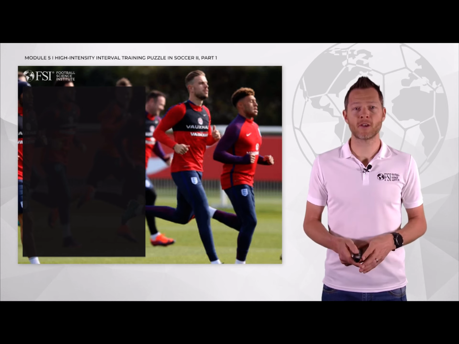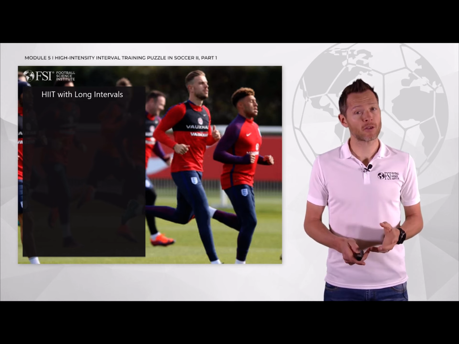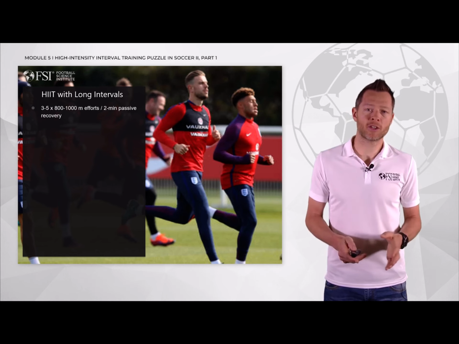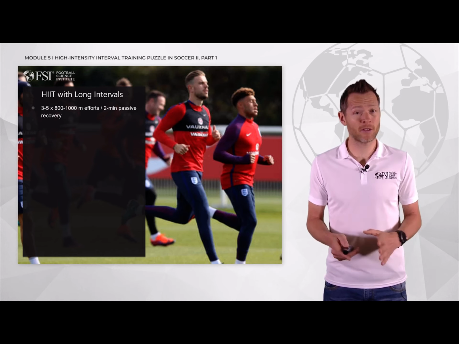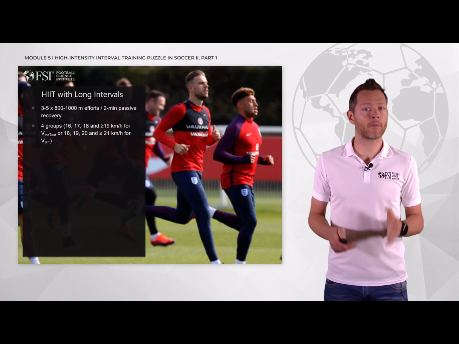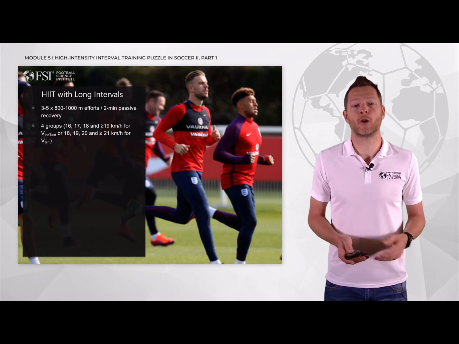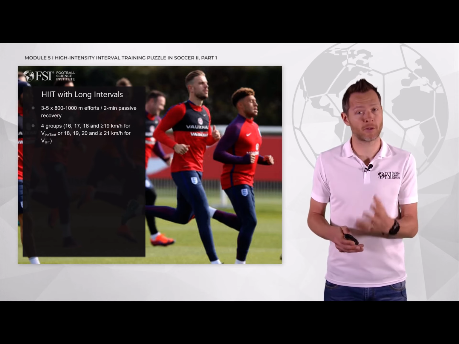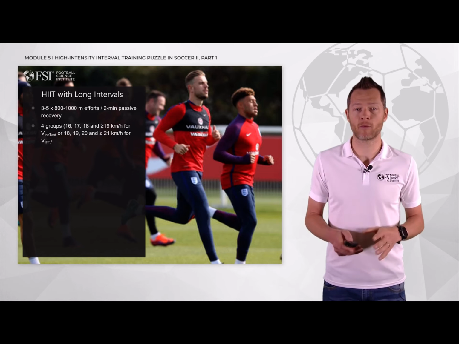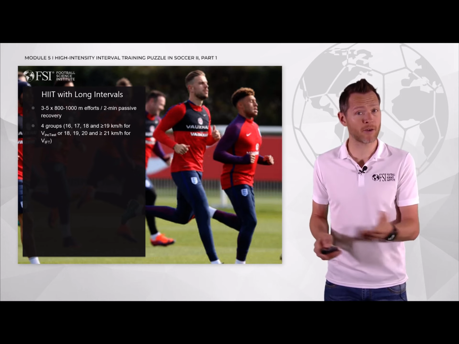So to start with, we're going to discuss the implementation of long intervals. Generally, those long intervals involve 3 to 5 repetitions of 800 to 1,000 meters, separated by 2 minutes of passive recovery. Most of the time, players are grouped depending on their fitness test results. Could be maximal aerobic speed or the speed reached after a continuous linear type of test. We have groups of players reaching 16, 17, 18 or 19 km per hour, for example.